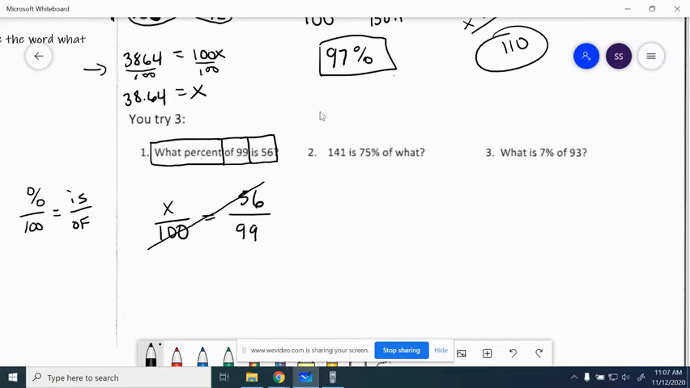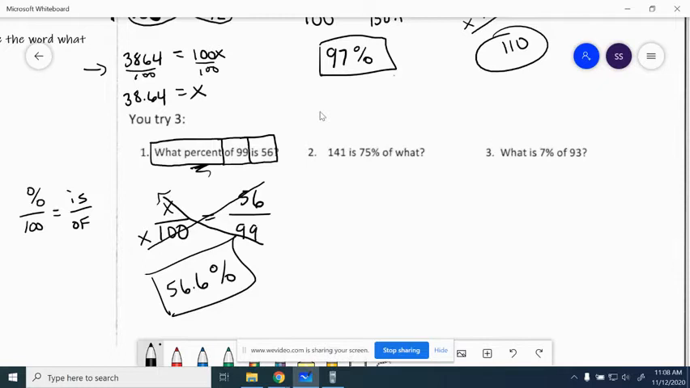So cross multiply 100 times 56. So we're going to multiply these. That's going to be 5,600 divided by 99, and we get 56.6. Don't forget this, they're asking for percent, so make sure you label it with the percent symbol.